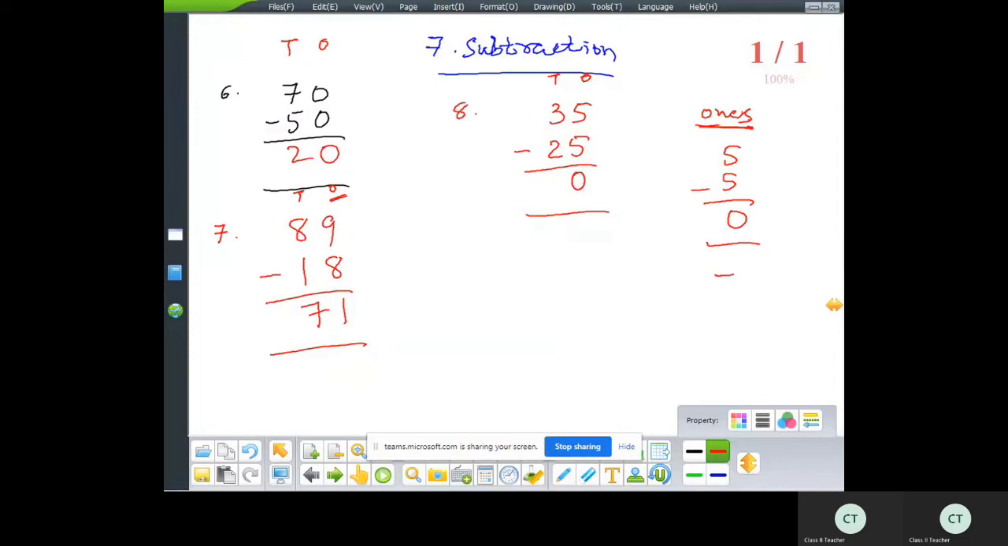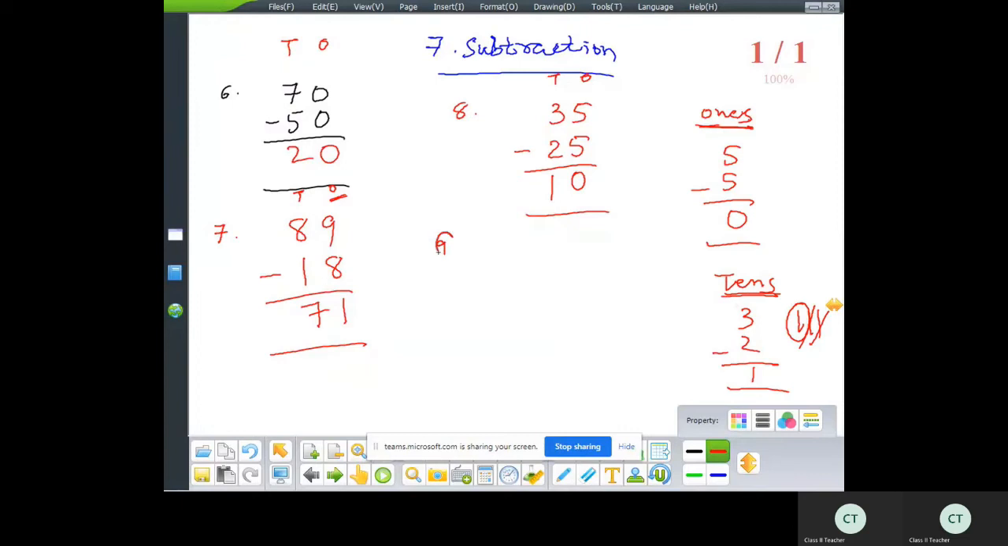Now subtract on tens. 2 is subtracted from 3: 1, 2, 3. From 3 lines, we remove 2 lines: 1, 2. After removing 2 lines from 3 lines, there is only one line. 3 minus 2 is 1. 35 minus 25 is equal to 10.